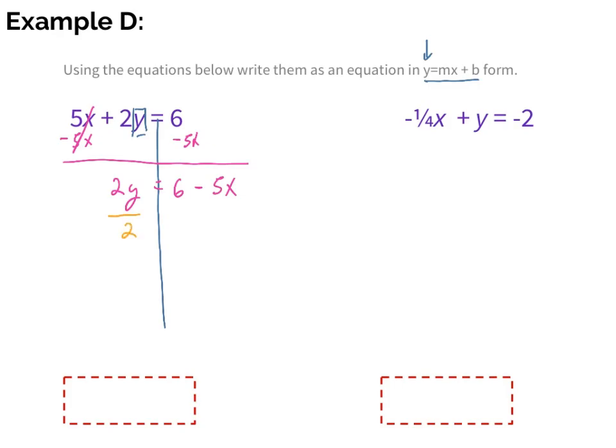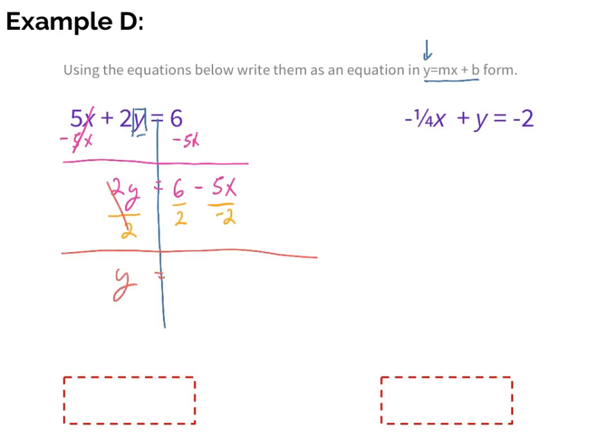But I can't just divide the 6 or the 5x. I have to divide both. So I have to divide the 6 by 2 and the negative 5x by 2, because I can't just divide one or the other, and I can't combine the 6 and the negative 5x because they are not like terms. So the 2 divided by 2 is going to get it alone, and we're going to have a y.